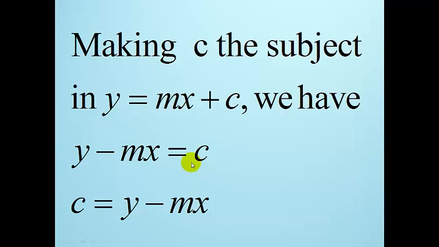It's the same thing. That is, the right hand side is becoming the left hand side, and the left hand side is also becoming the right hand side. It changes nothing. It's still the same. y minus mx equals c is the same as c equals y minus mx. So we can see that in c equals y minus mx, c now stands alone. That means that c has been made the subject.